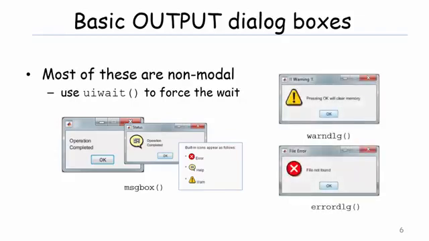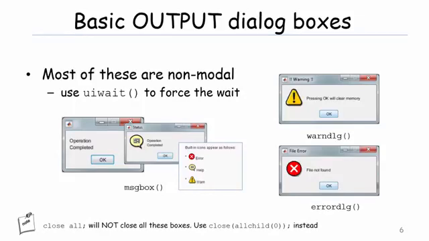There are some built-in errordlg and warndlg that you can use. That way you don't have to specify the icon in the message box. Now all of these, both input and output dialog boxes, are not closed automatically. So if you have a lot of message boxes and you don't close them, they're still going to remain there every time you run. close all has no impact. So instead we use close all child 0.